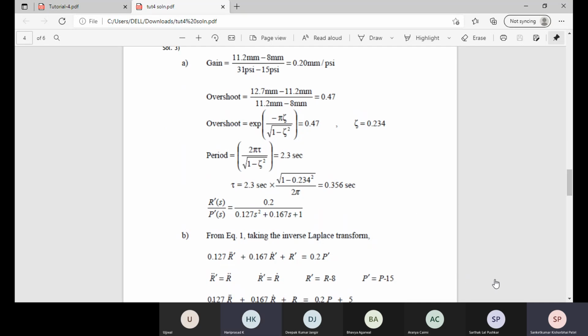So just a second. Any questions so far? So use this already known definition: gain, change of output by change of input. Overshoot you can calculate by the expression A by B or B by A whatsoever. And overshoot is related to the damping factor zeta, from which you should be able to get back your zeta value. And period is given. Period is a function of zeta and tau. Zeta is already known to you. Now isolate tau and figure out what is the value of tau. If you get everything, three parameters, tau, zeta, and K, the transfer function is ready. So now you can go to the B part.